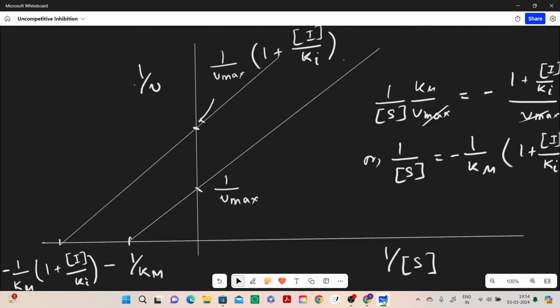So as you can see, the slope of the equation, or Km by Vmax, remains constant even in uncompetitive inhibition. We saw that the slope changes in competitive inhibition, but it remains the same here. What happens is 1 by Vmax increases and Km decreases.